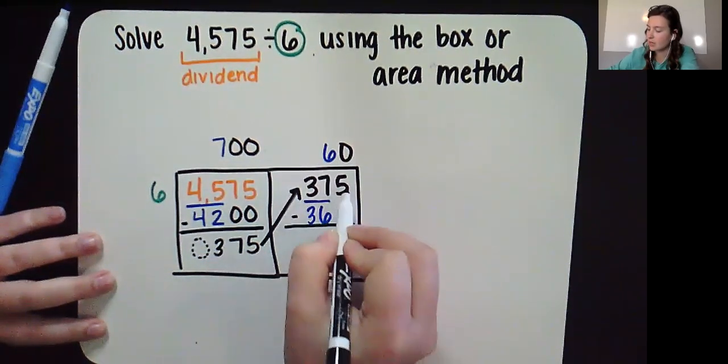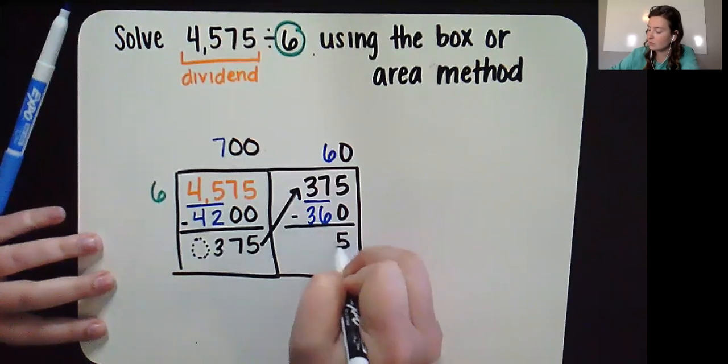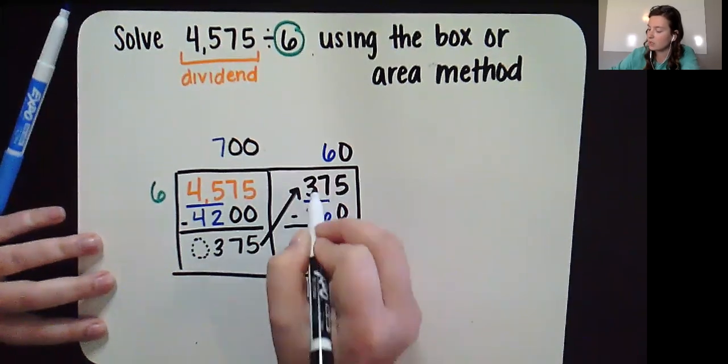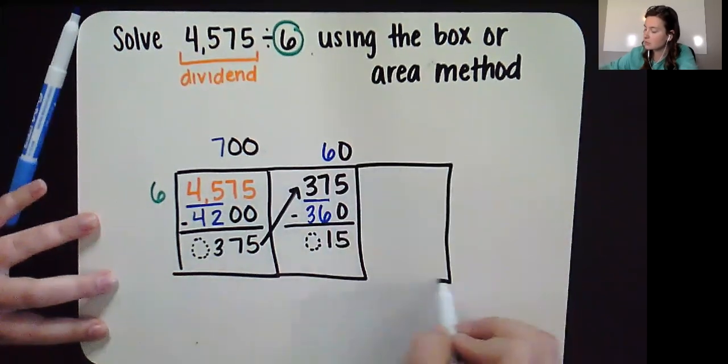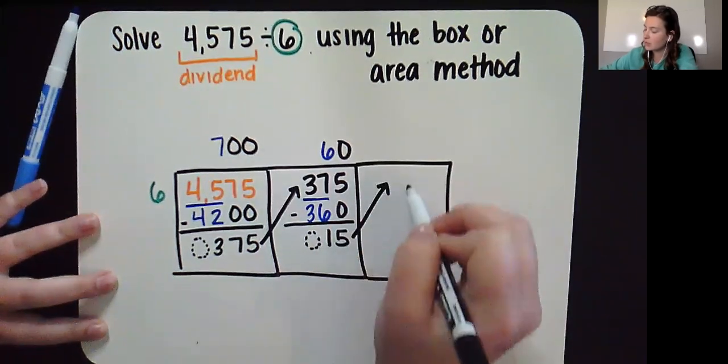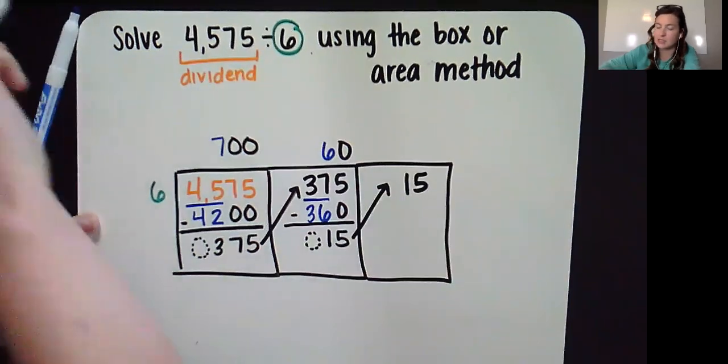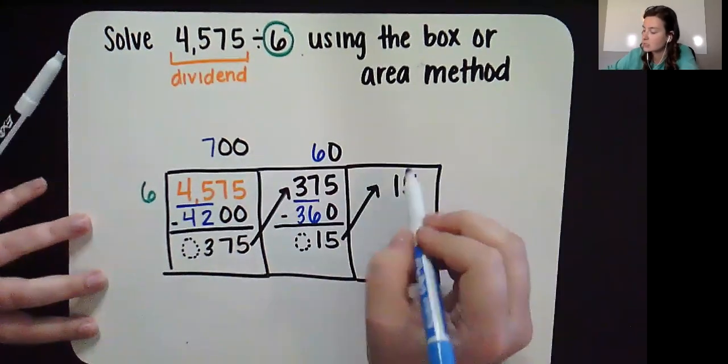So now we're going to subtract. 5 minus 0 is 5. 7 minus 6 is 1. And 3 minus 3 is 0. Next box, bring that 15 up top. Same process. I'm going to start on the far left side.